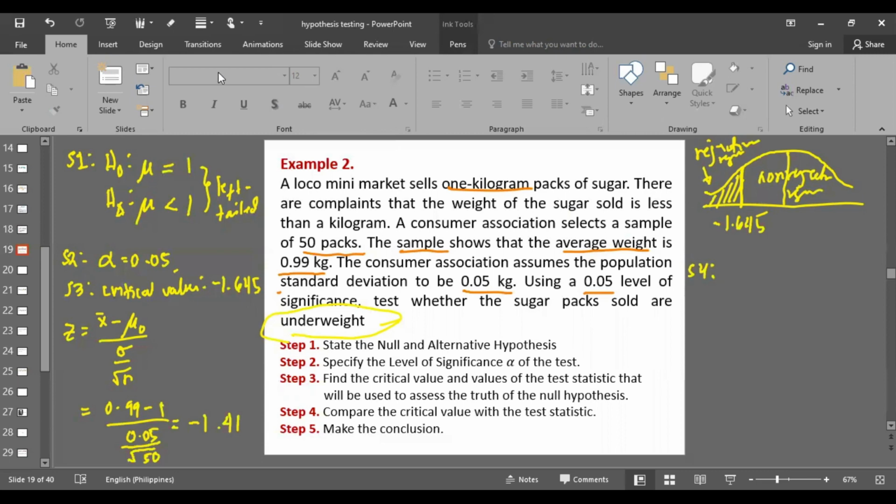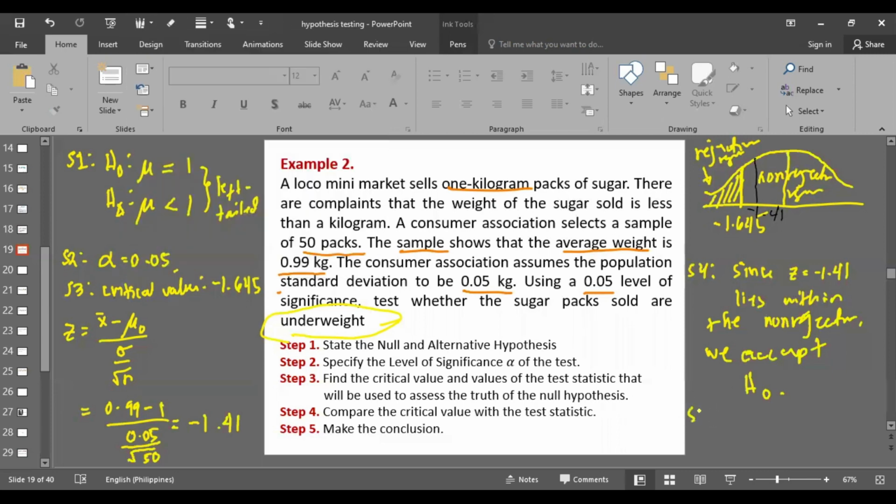Let's have step 4. Since the computed z-value, which is negative 1.41, lies or falls within what? Within the non-rejection region, we accept the null hypothesis. Nag-fall kasi siya sa non-rejection region. Sabihin natin nandito si negative 1.41. Hindi siya umabot sa negative 1.645 na critical value. So, safe si null hypothesis.